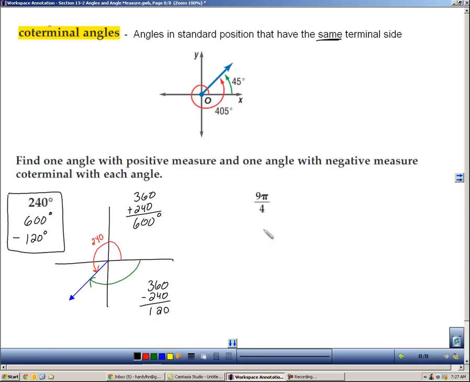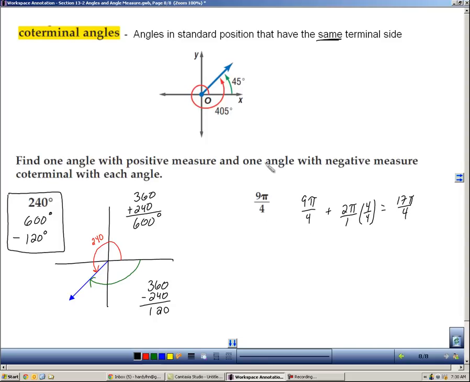Over here, this one's in radians, so if I want an angle that's coterminal to that, I'm going to add 2 pi, because 2 pi is one complete revolution around the axis. So if I add 2 pi, I'll find a coterminal angle. I'm going to make common denominators by doing 4 over 4. So that's 9 pi plus 8 pi. So 17 pi over 4.